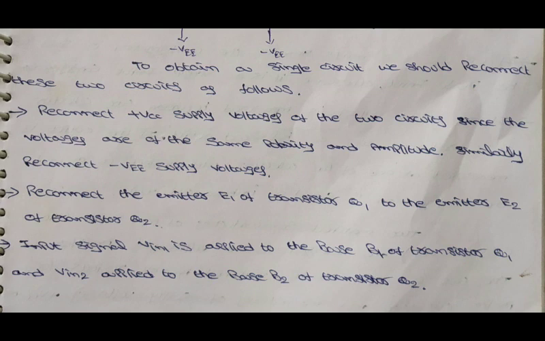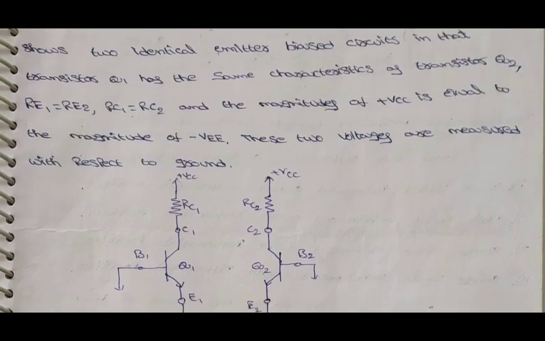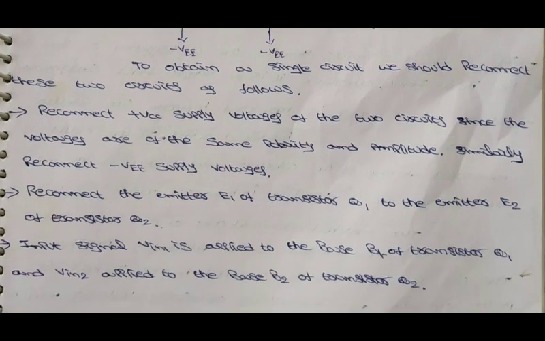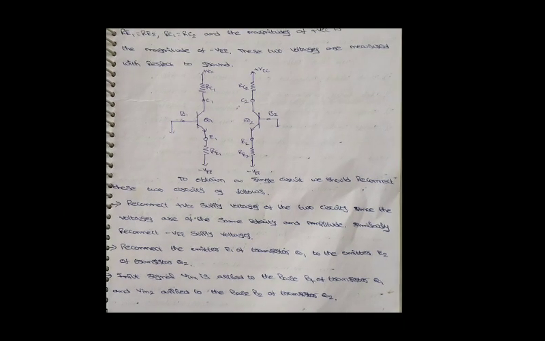Input signal Vin1 is applied to the base B1 of transistor Q1 and Vin2 is applied to the base B2 of transistor Q2. It is an important point. In this diagram we did not apply any input signals to base B1 and base B2, but here we need to add two input signals: Vin1 is applied to the base B1 of transistor Q1 and Vin2 is applied to the base B2 of transistor Q2.